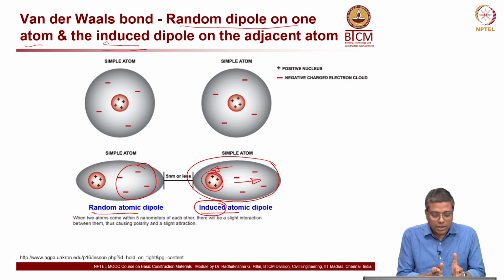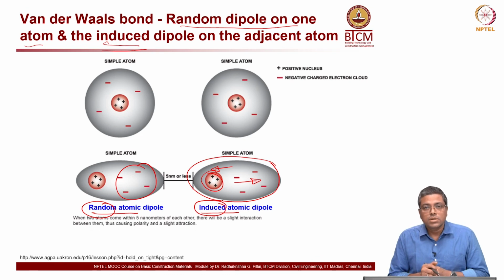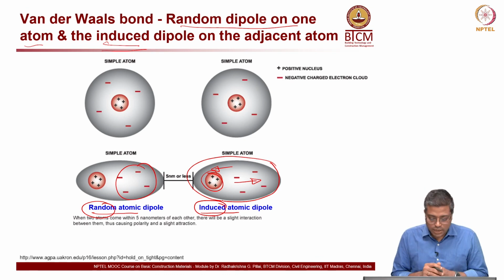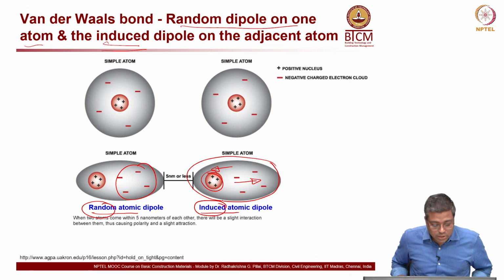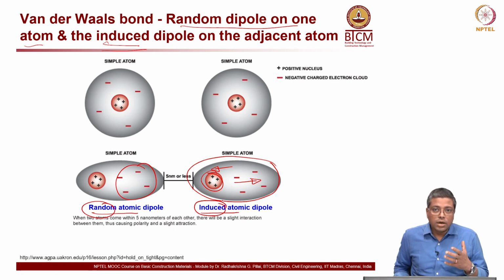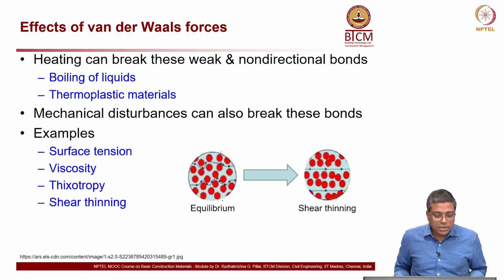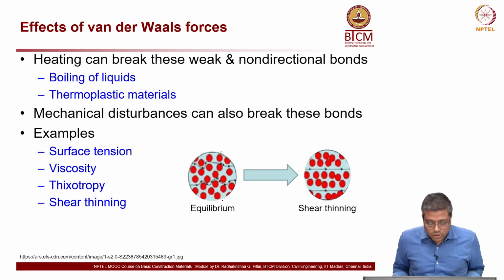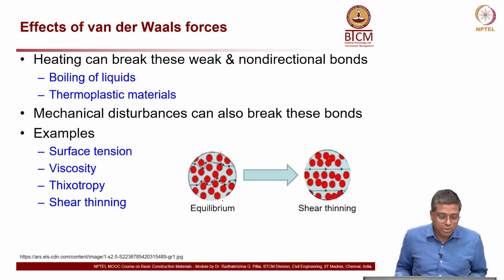First thing happening on the left side is random. Because of that, it induces polarization on the right side atom. So, that is the difference between random and induced atomic dipole. I just wanted to mention this aspect when we talk about van der Waals bond. Because of this, the material behavior can change a little bit. So, I can talk a little bit about some examples on how these van der Waals forces affect the material behavior.